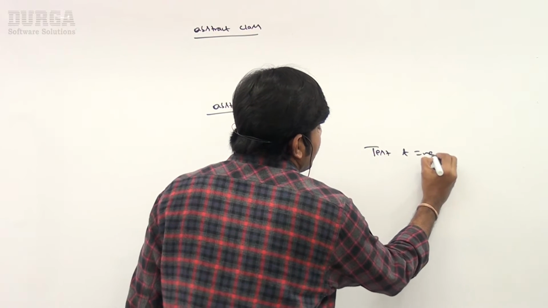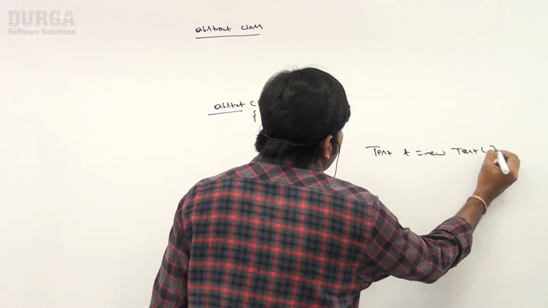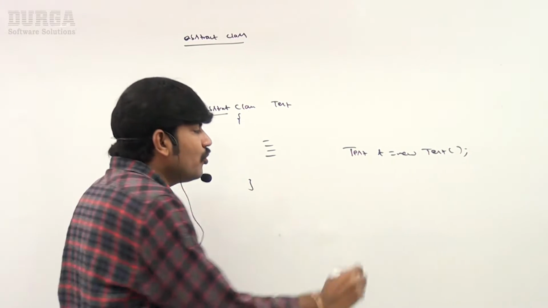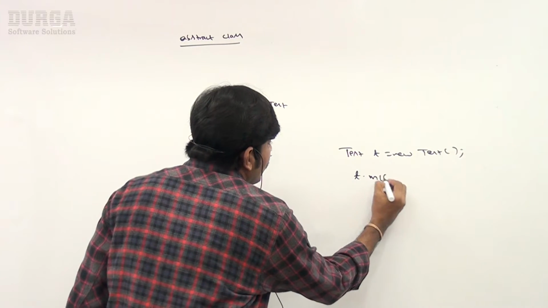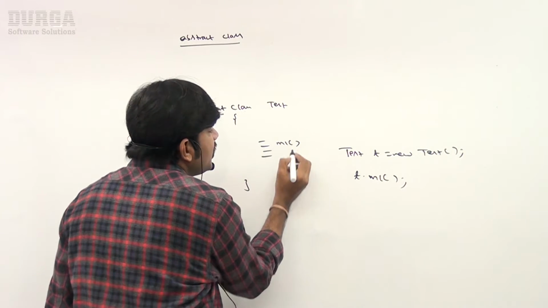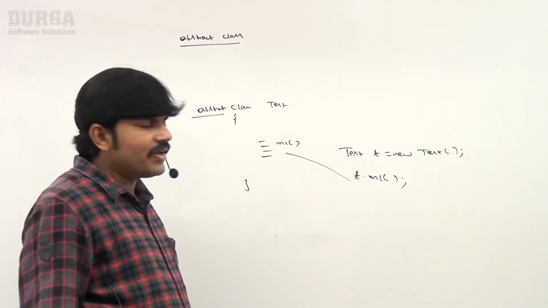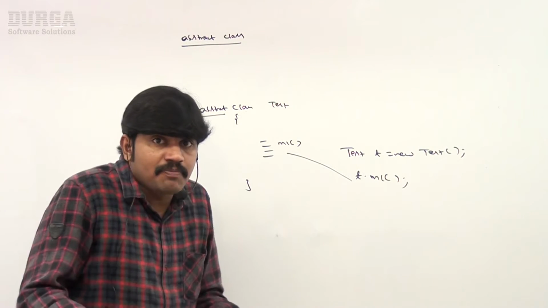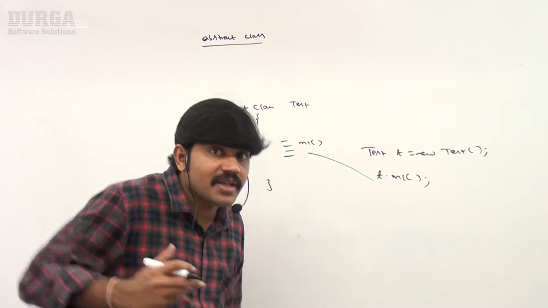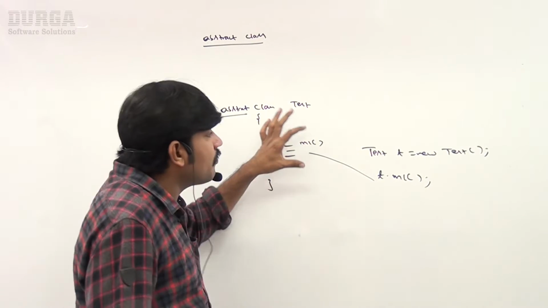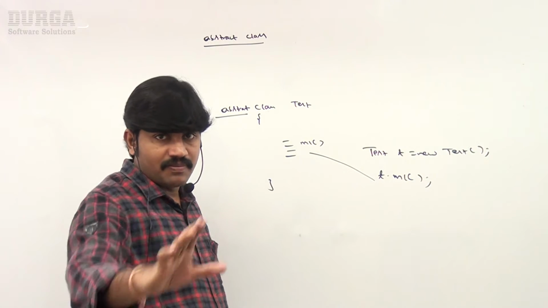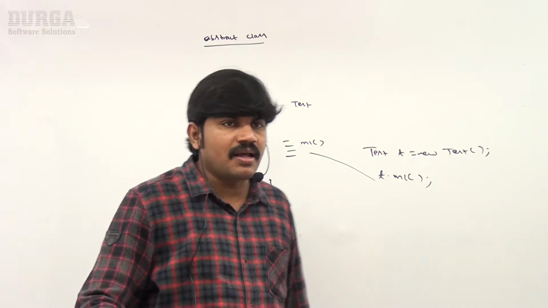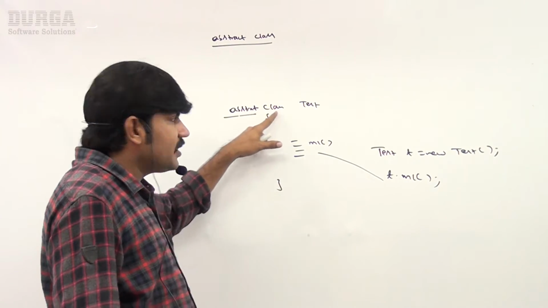Are you getting? Tester t = new Tester. No one is allowed to create an object. No one is allowed to call these methods directly. Are you getting? No one is allowed to call these methods because this class is not a complete implementation. Just a partial implementation is available. Such a type of partially implemented class we have to declare as abstract.